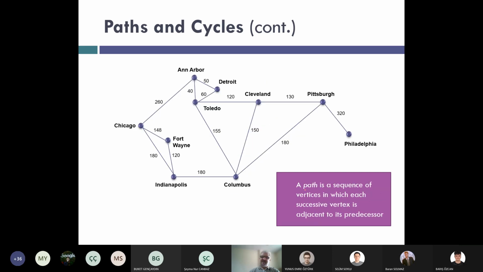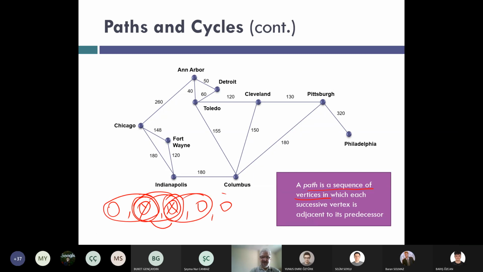As I said, a path is a sequence of vertices. So for each successive element in this sequence, for example, between this and this, this vertex X should be adjacent to this vertex Y, right? And that kind of adjacency relation should be available between all pairs in this sequence, right?